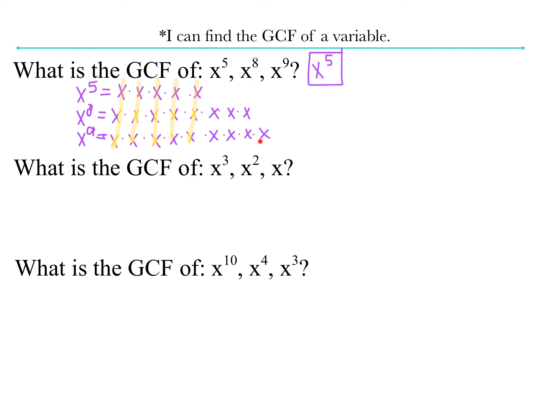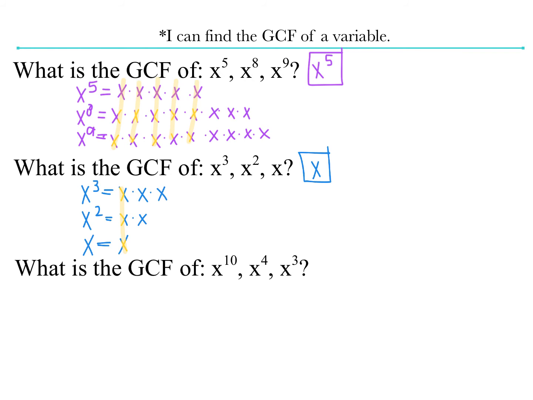All right, so go ahead and let's think about x to the 3rd, x to the 2nd, and x. So x to the 3rd is x times x times x. X to the 2nd is x times x, and x is just x. There's only one x. So the GCF of x to the 3rd, x to the 2nd, and x is going to be just x. That's the most amount of x's that they have in common, x to the 1st.